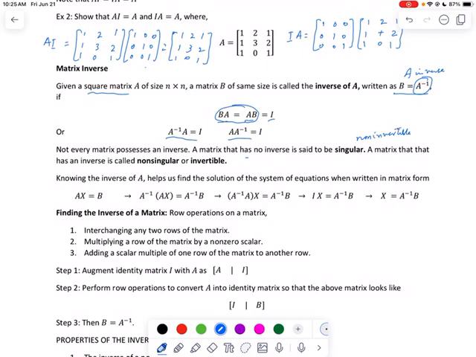And a matrix that has an inverse is called non-singular or invertible. Knowing the inverse of A helps us find the solution of the system of equations when written in the matrix form Ax = b. Now I will be using the small letters for x and b.